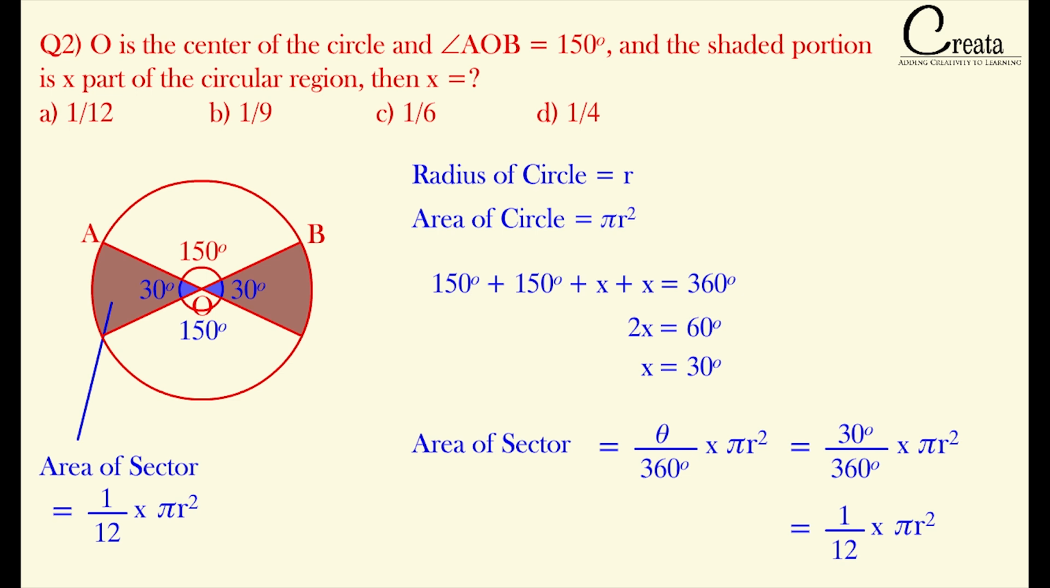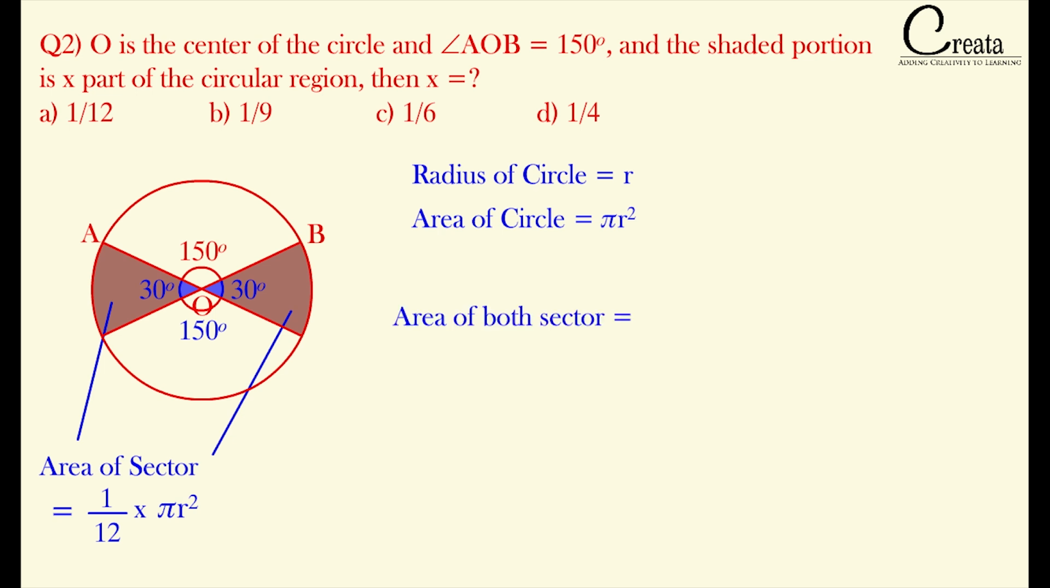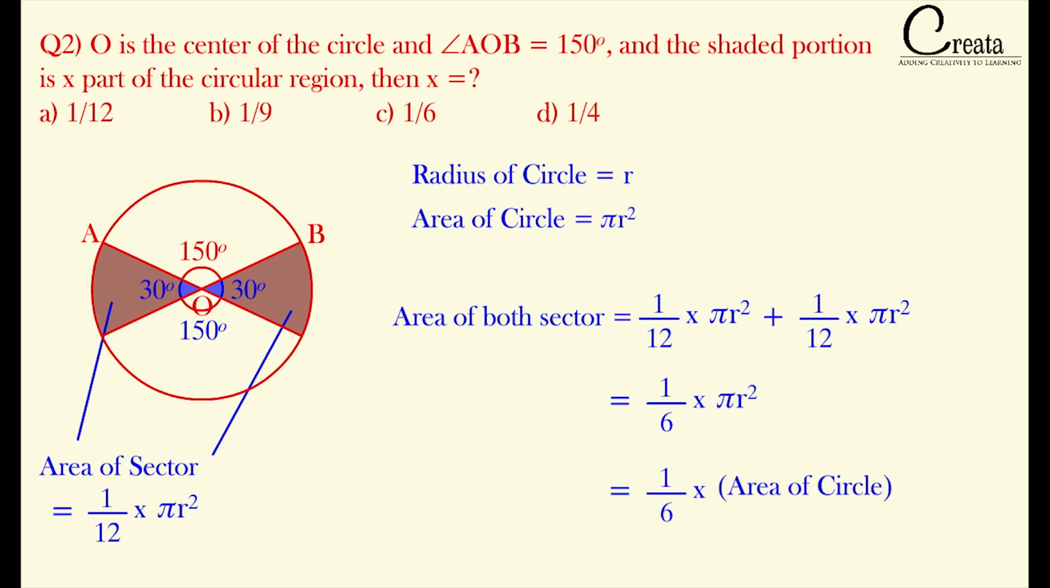Similarly, we can calculate the area of this sector also as pi r square upon 12. Let's add the area of both of these sectors. We got the area of both of these sectors as 1/6 pi r square, and pi r square is the area of this complete circle. So we got the area of this sector is 1 by 6 of the area of the complete circle. That is the answer of the question, that is 1 by 6.